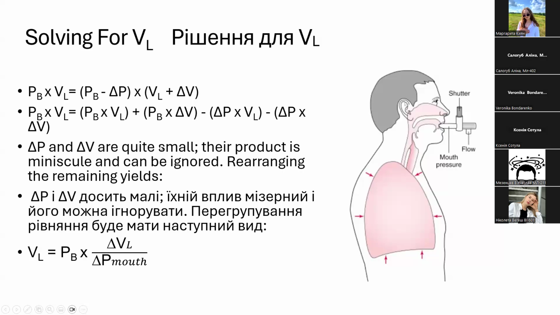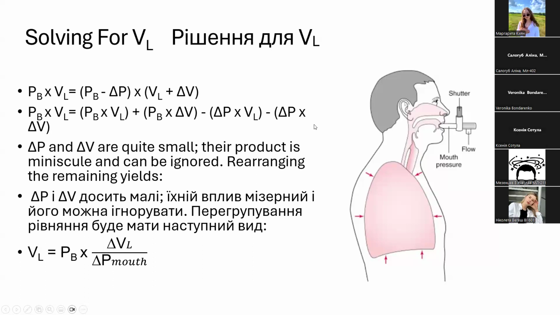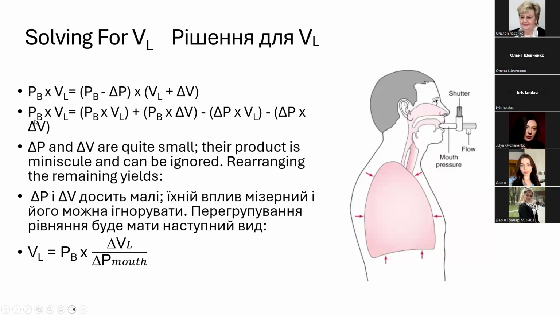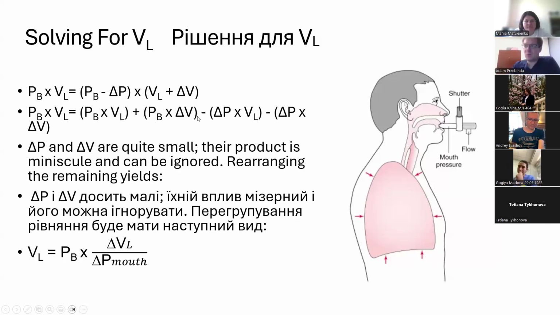Because they're each very small, the product of the two of them together is minuscule, and it can be ignored. So this last term, delta P times delta V, is just ignored and considered to be near zero. What remains is this part here, and you can rearrange this and solve it for the lung volume VL.